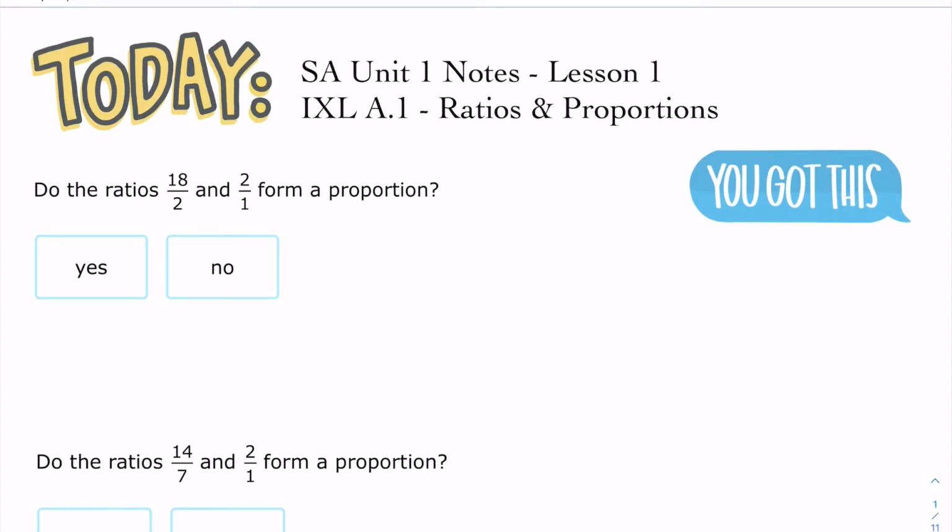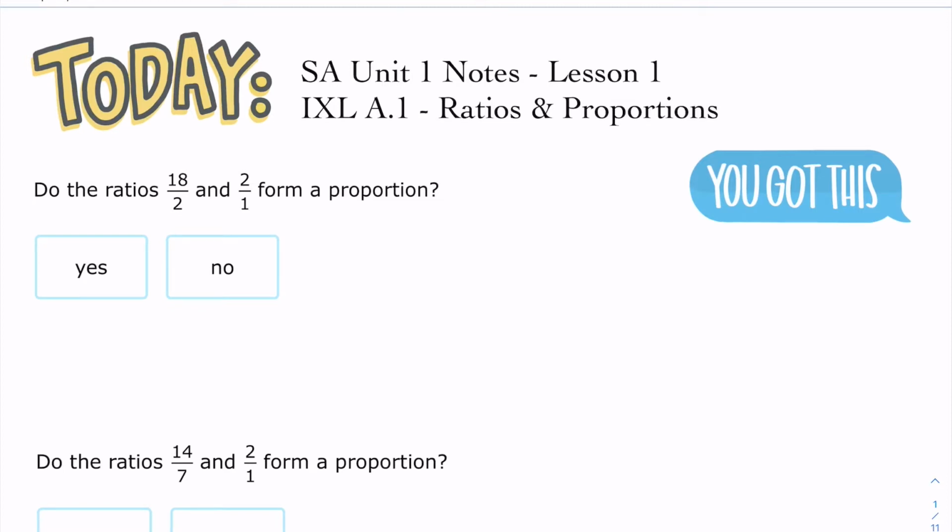We are going to spend a little bit of time reviewing Algebra 1 content. So specifically today we are going to focus on ratios and proportions. This is IXL assignment A1 in our geometry. So you'll be able to complete that lesson on IXL when we are done with the notes.